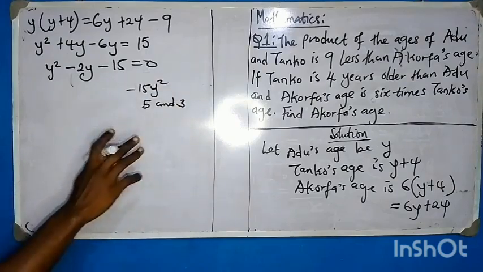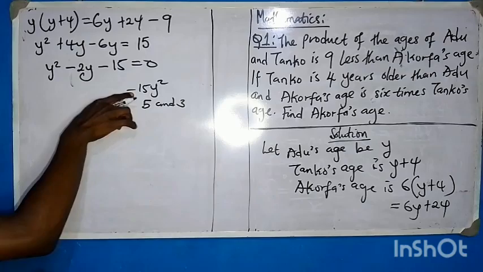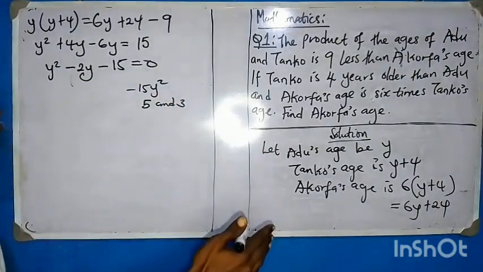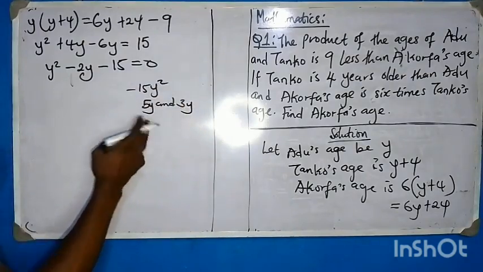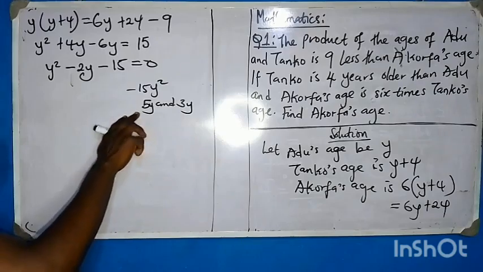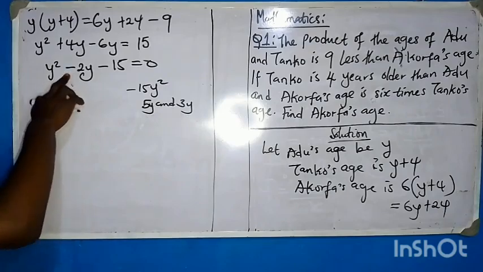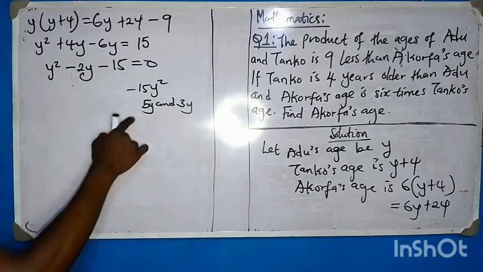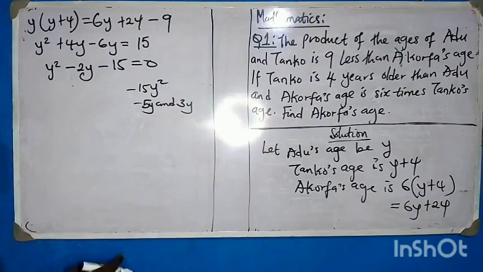Remember, I told you in our last video on factorization that if the product is negative, it means that one of the factors is positive and the other one is negative. So this is supposed to be 5y and 3y. So one of our factors will be positive and one will be negative. But let's look at the middle term. The middle term here is negative. Since the middle term is negative, that means the bigger factor is negative. So that means 5y carries the negative sign.